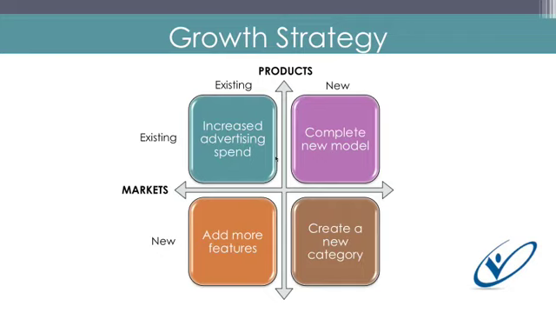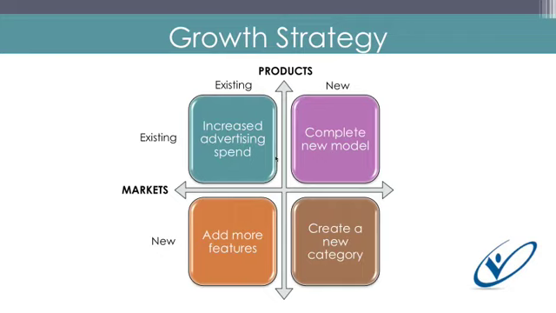Existing markets are markets you currently service. New markets are markets you don't currently service. On the top axis, we then have products and or services. Now, I'm going to talk about products, but when I talk about products, I mean products and services, okay? So if you're in a service business, we're talking about the same thing. Again, we're going to look at existing and new.